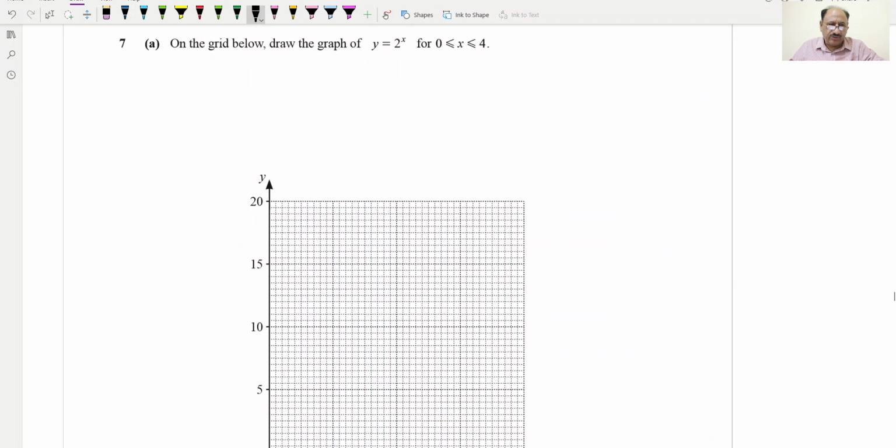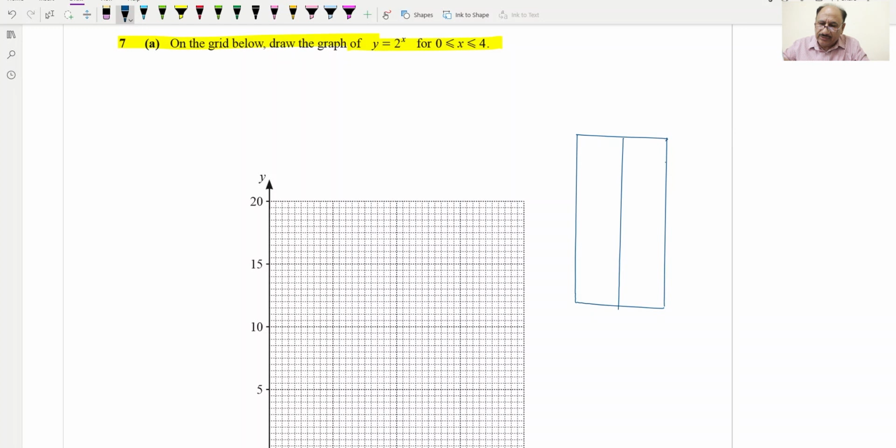Now question number 7. Question 7 says a grid is provided. On the grid below, draw the graph of y equals 2 raised to the power x from 0 to 4. So x varies from 0 to 4, and we can quickly draw a table of values, vertical or even horizontal, whatever you are convenient with. This is x, this is y.